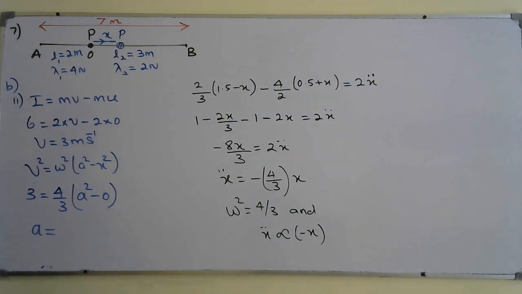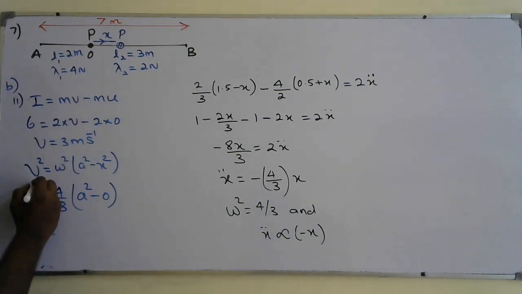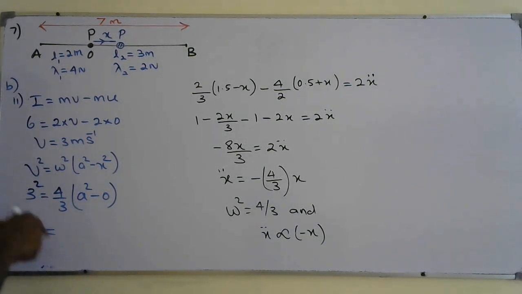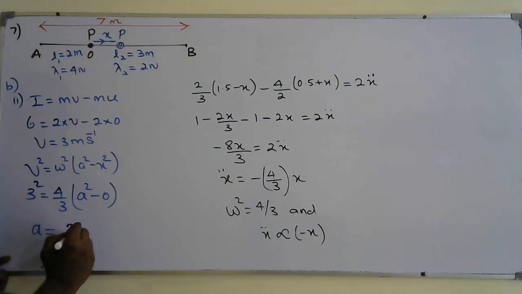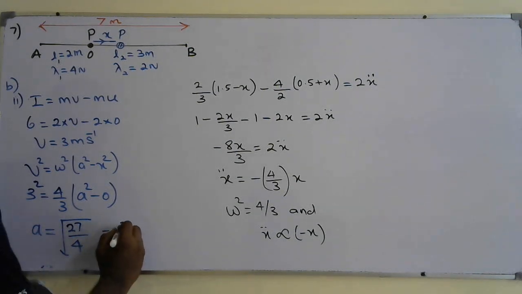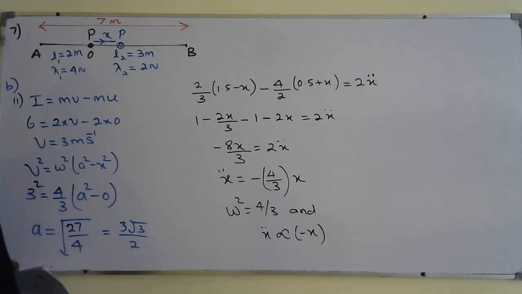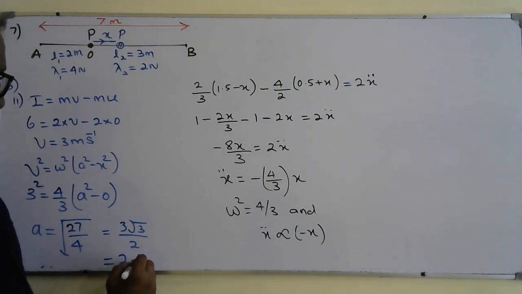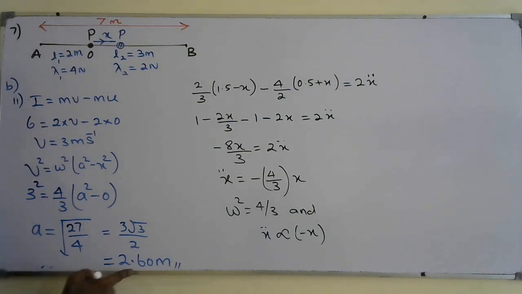So it's going to be 9 by 4 times 3 squared. Right, v is 3 meters per second, so v squared is 3 squared. From this, A is going to be the square root of 9 into 3, 27 over 4. So that's going to be 3 root 3 by 2, which is 2.6 meters. So that's the amplitude: amplitude equals 2.60 meters.